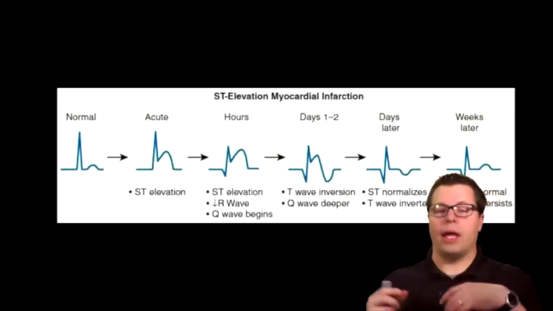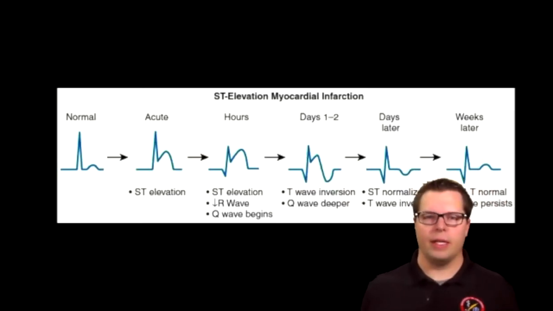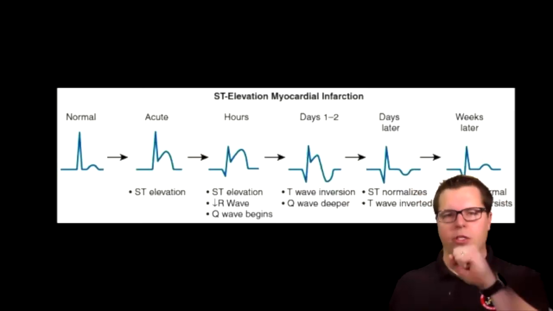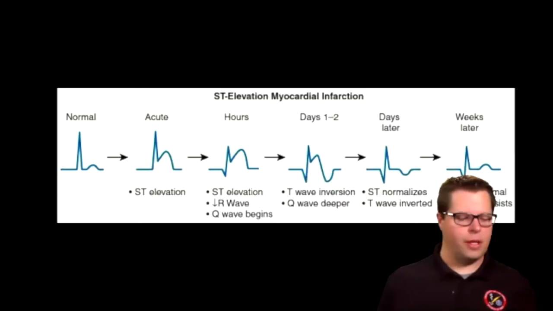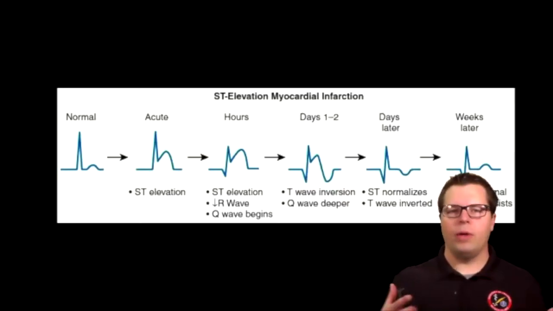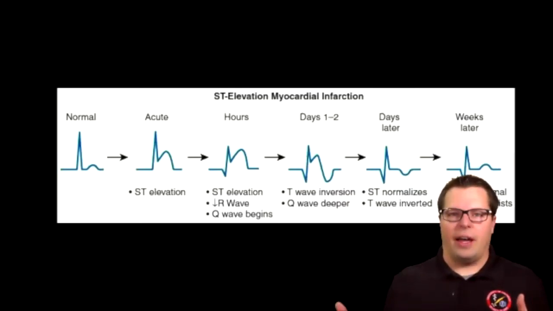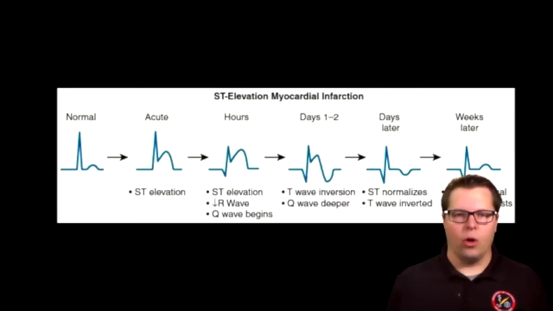ST elevation is essentially a coronary occlusion until you prove that it is not. There's other stuff that can happen. You can get vasospasm, you can get Takotsubo type stuff, broken heart syndrome, that kind of stuff. But generally speaking, when we see ST elevation, we are going to say this is a heart attack, a coronary occlusion that needs to go get opened up.